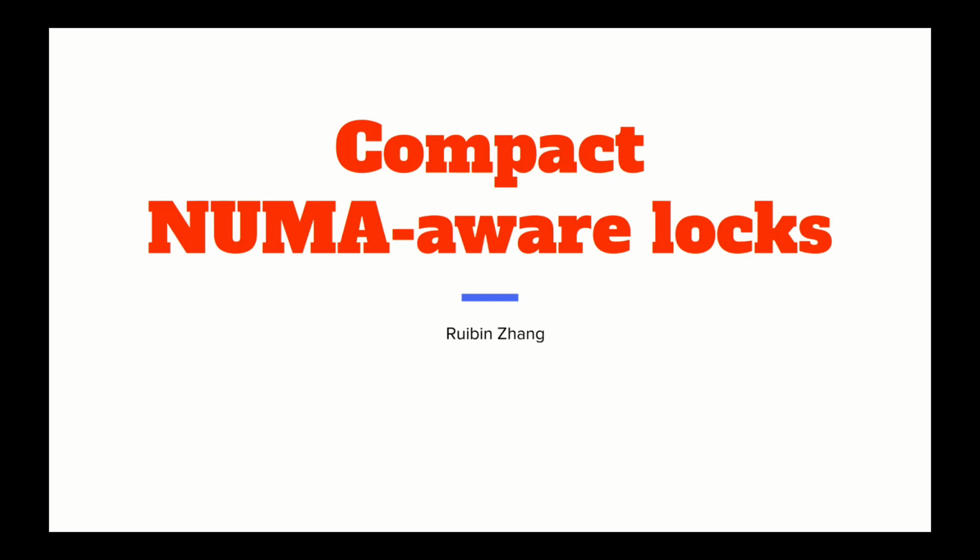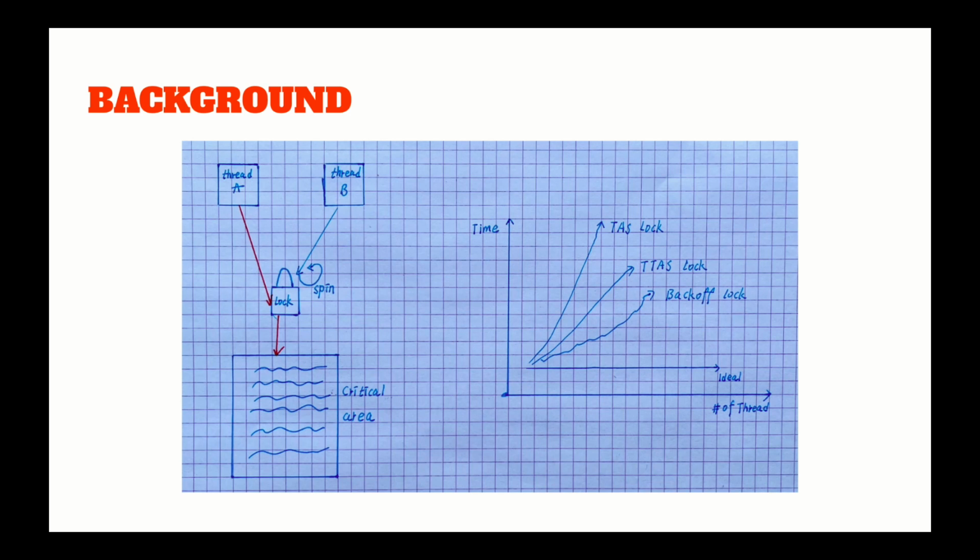Hello everyone, welcome to this brief tutorial on compact NUMA-aware locks. Today we will discuss the challenges posed by non-uniform memory access in microsystems and how compact NUMA-aware locks can help improve performance. A lock is a synchronization mechanism that enforces mutual exclusion between concurrent threads.